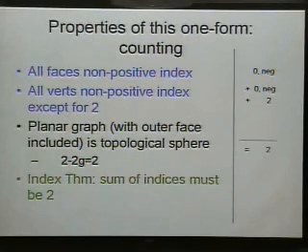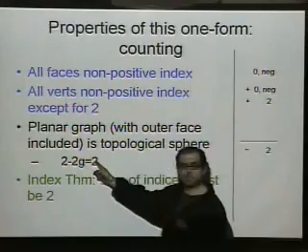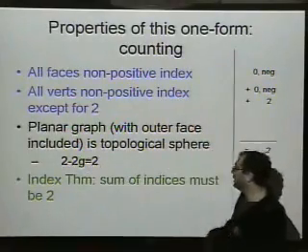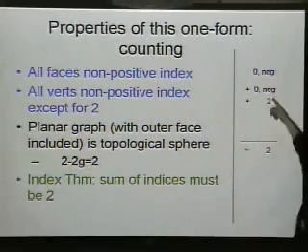Now we have this graph we know is a planar graph, which means that if you include the outer face, we have a sphere. A sphere has genus 0, which means that when we plug in 2 minus 2 times 0, we get 2. Which means, and we have our index theorem, our Green theorem, which is that the sum of all these things has to be 2.